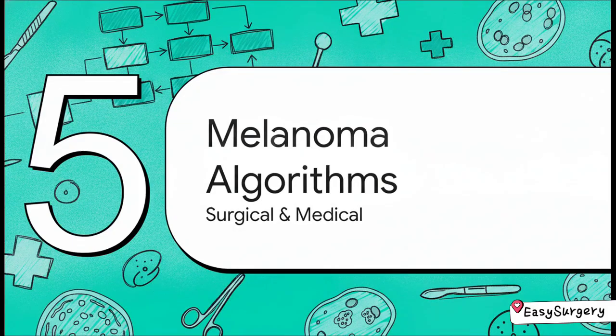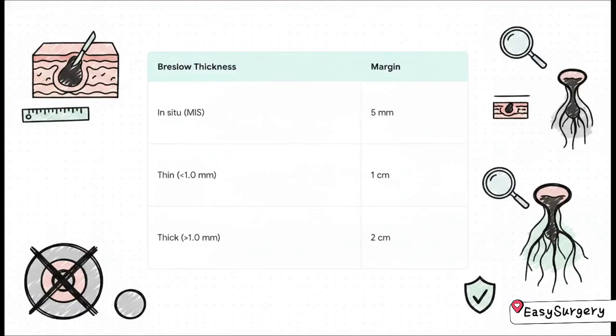Let's translate this into action with Section 5, Melanoma Surgical and Medical Algorithms, specifically focusing on excision margins and lymph node management. You really need to memorize these parameters. Wide local excision is your primary treatment, and your margin depends entirely on that Breslow thickness. Melanoma in situ gets a strict 5 millimeter margin. Thin lesions, meaning anything under 1.0 millimeter, get a 1 centimeter margin. And the heavily tested rule of thumb is that intermediate and thick lesions, anything over 1.0 millimeter, require a definitive 2 centimeter margin. This is a hard standard validated by multiple randomized controlled trials.